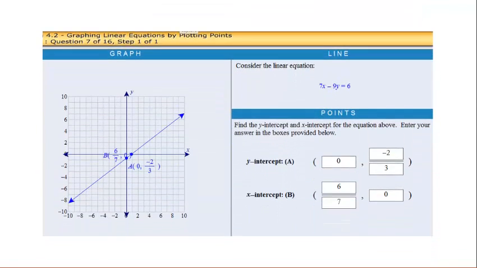As always, it is important to very carefully read the instructions and read the question. In this case, you are being asked to find the y-intercept and x-intercept. Now we know that the y-intercept is where x equals 0 and the x-intercept is where y equals 0. So for the y-intercept, you put 0 in for x and solve for y. For the x-intercept, you put 0 in for y and solve for the x value.